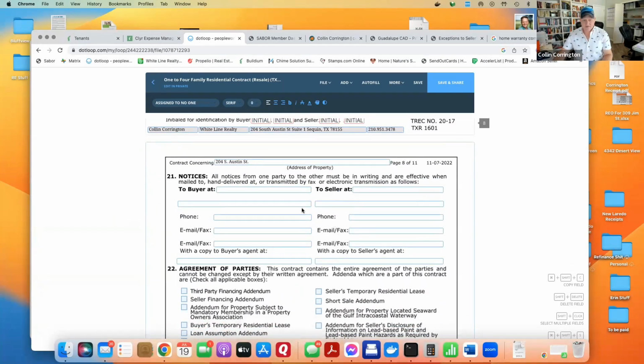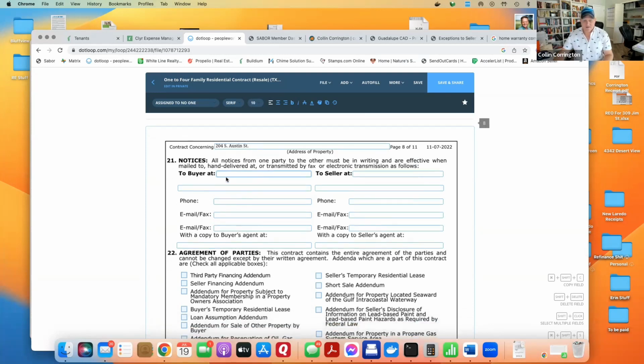This box, notices. All notices from one party or the other must be delivered, transmitted by fax or electronic transmission, which means emails, to the following. Guys, so many people leave this blank and it's so stupid. Don't do that. If I'm representing the buyer, I'm not going to fill out the seller side. I mean, I might, but I probably won't. I'm going to put my client's information in here.